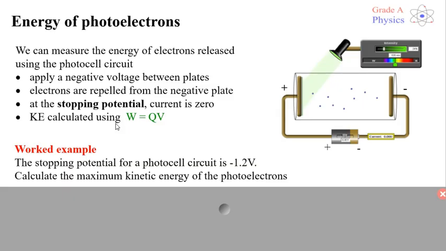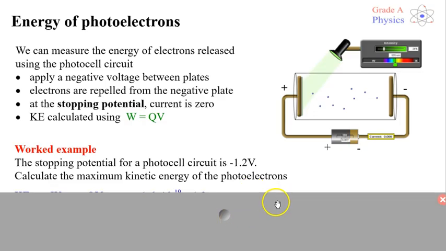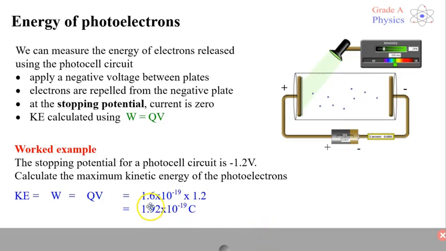So, a simple worked example: for a particular photocell circuit, a particular light and a particular metal, if I increase the voltage till it becomes large enough to reduce the current to 0, and I record that value, it's minus 1.2 volts, I can calculate the maximum KE of the photoelectrons. And in this case, it's a nice simple calculation. The KE is equal to the work done, which is equal to Q times V, the charge on one electron multiplied by 1.2, and we can calculate the maximum KE of those photoelectrons.